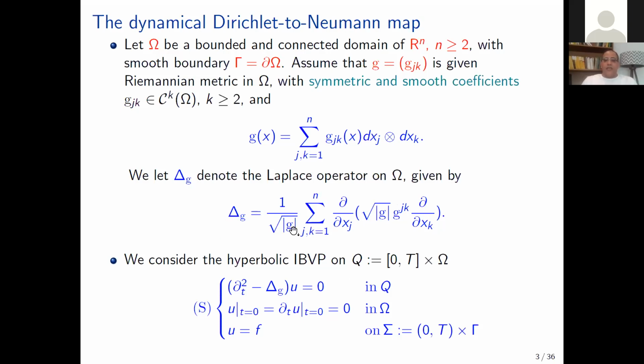So we consider the hyperbolic initial boundary value problem for the wave equation in a cylindrical domain, Q is zero to capital T times Omega. So u is solution to the wave equation, d_t squared u minus Laplace_g u equal zero in Q. Of course, here we deal with the evolution equation, then we need to add initial data, here u and the time derivative of u equal to zero in Omega, and u equal f in this lateral surface Sigma, which is zero to capital T times the boundary Gamma.